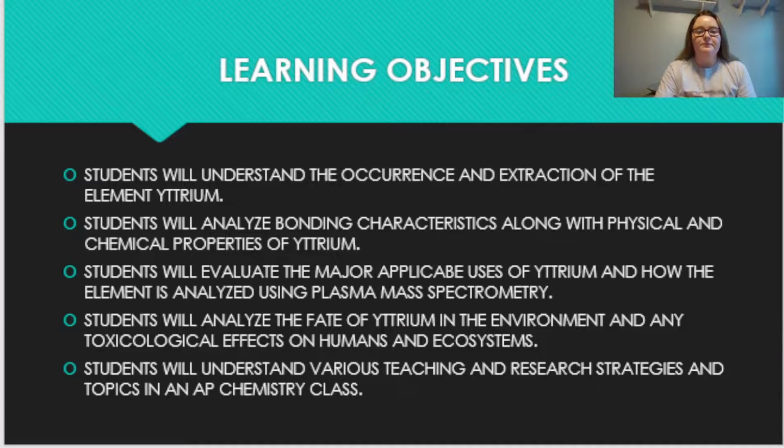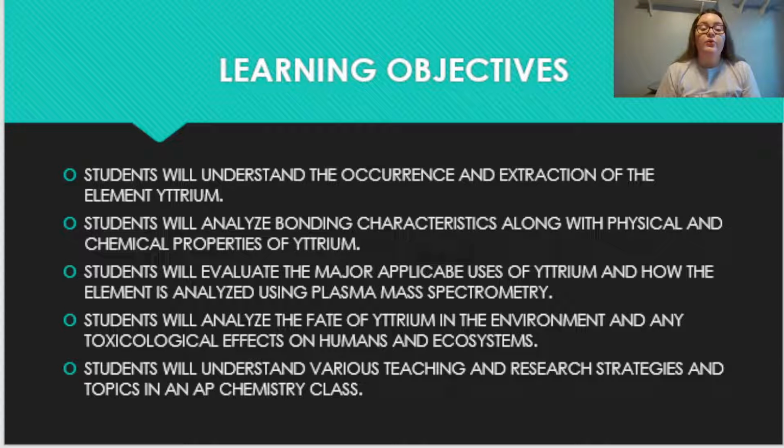yttrium. So first, students would need to be responsible for their learning, and they would need to understand that they need to check their learning. So these are the student learning objectives to help them do that. First, students will understand the occurrence and the extraction of the element yttrium. Second, students will analyze the bonding characteristics along with the physical and chemical properties of yttrium.